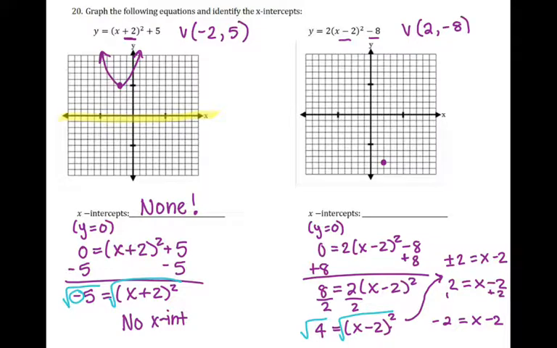So I can add 2 to both sides. This first one tells me that x equals 4. So that means I'm going to have an x-intercept at (4, 0). For my second one, I can add 2 to both sides. And this one is going to give me x equals 0. So my other x-intercept is at (0, 0). So I can go ahead and plot both of those points, (4, 0) and (0, 0). I can see that my parabola is opening up. Can go ahead and connect to draw my U-shaped graph.